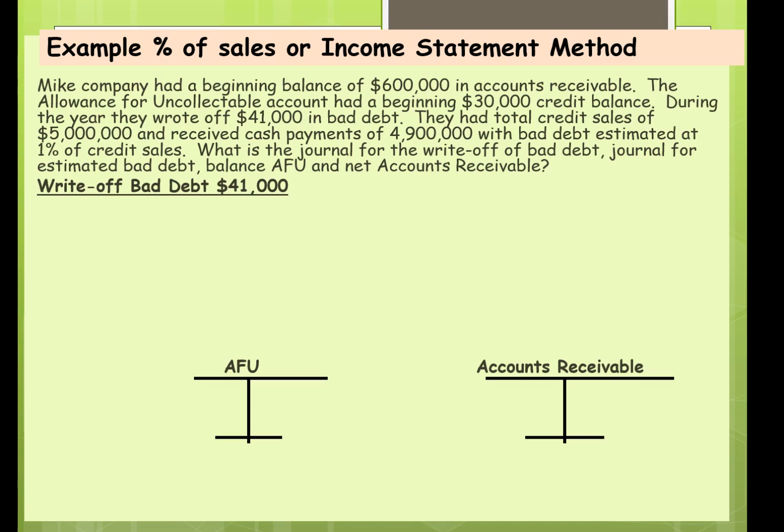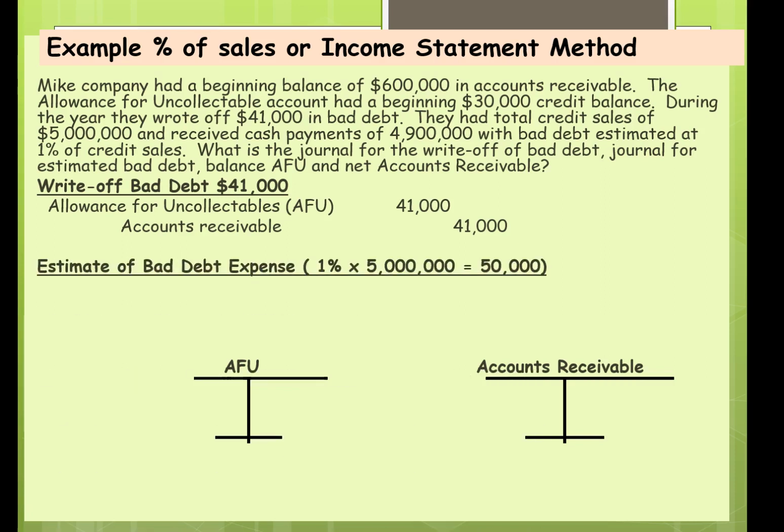Percentage of sales, we've got the same problem, and we have to write off bad debt of $41,000. What we would do is debit allowance for uncollectible accounts, which is a contra balance sheet account, and credit accounts receivable, which is also a balance sheet account. This shows that whenever you actually write off bad debt under any of the allowance methods, it never affects the income statement or the balance sheet.